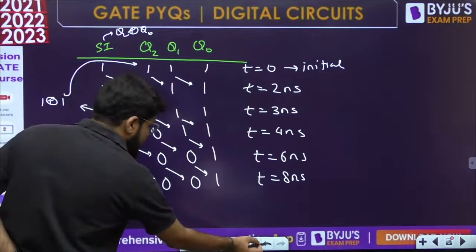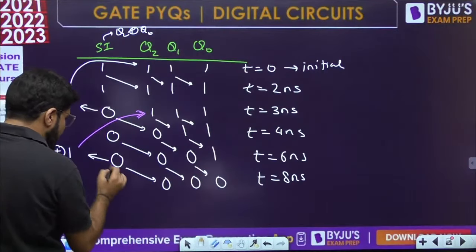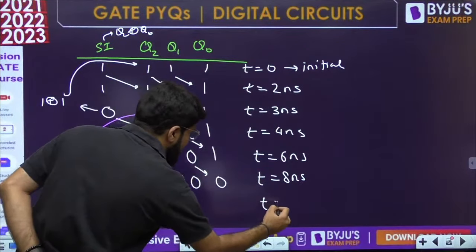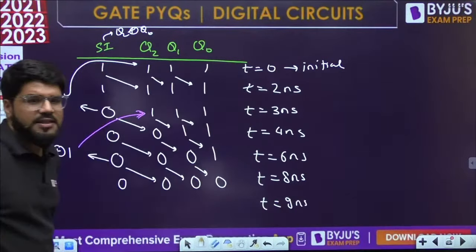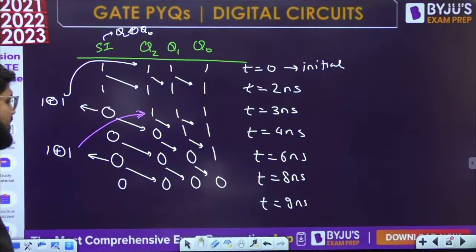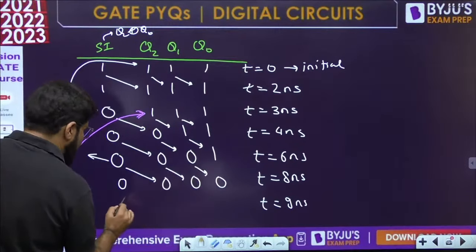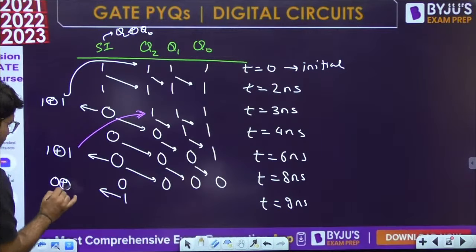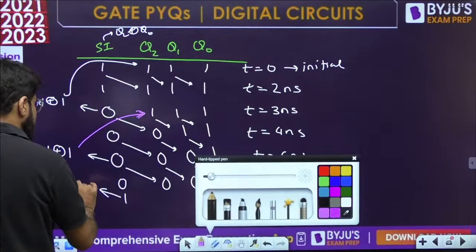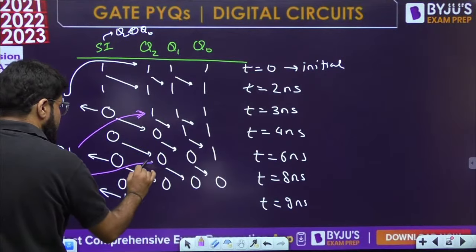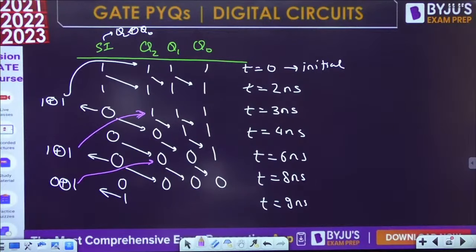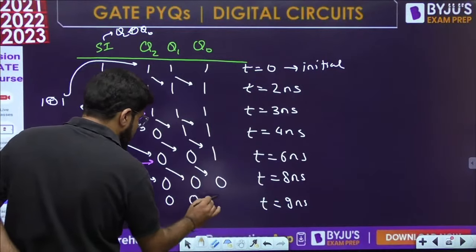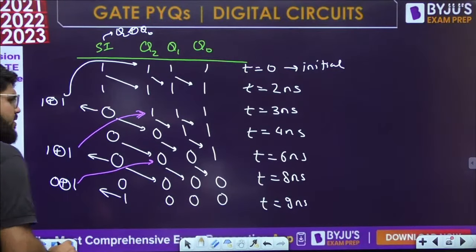Sorry, this is 0, so this is 000 and this is not changed. But as soon as T equal to 9 nanoseconds comes, the XOR gate will update. The XOR of 0 and 1 is 1. Why is this 1? This is 0 XOR 1. Where did this 0 XOR 1 come from? From this particular stage. So this will remain 000, the shift register will not update.